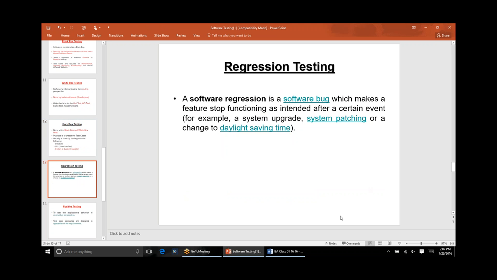Then we have regression testing. Make a note of this term called regression testing.